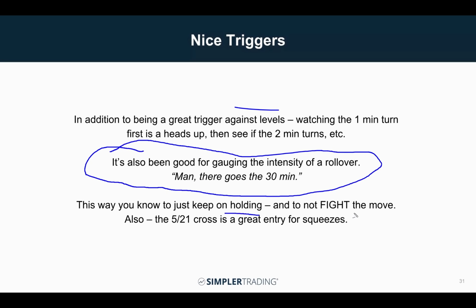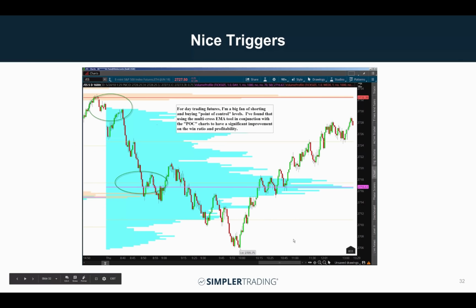Also, you can use this for, everybody likes to look at different levels. One thing I like to look at is called the point of control. If you're familiar with that, I typically watch it on the S&Ps. This was a futures trade where we rallied up to the point of control at resistance. We waited for the cross, and then we got short, and our target was the point of control down here.